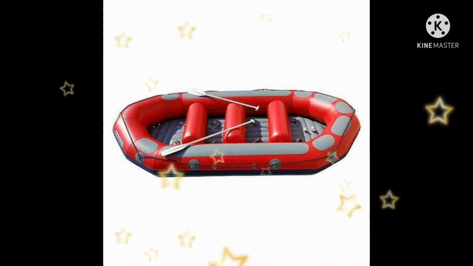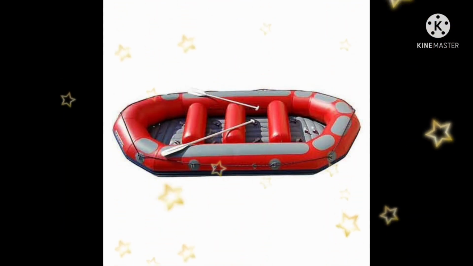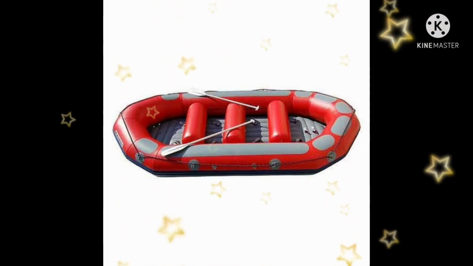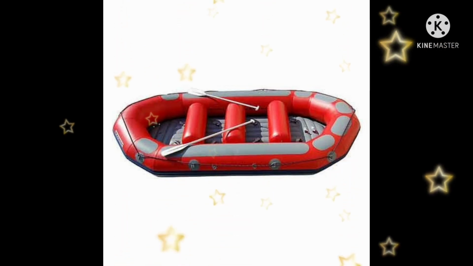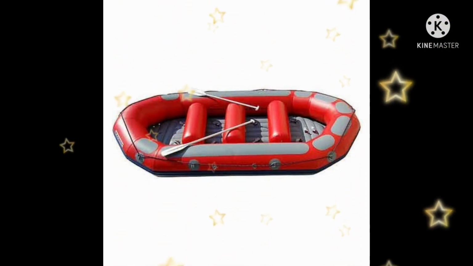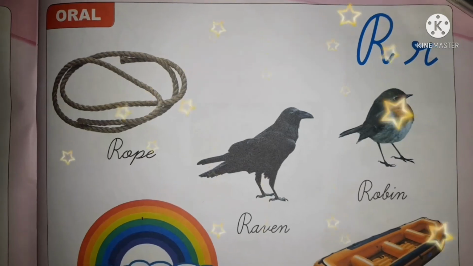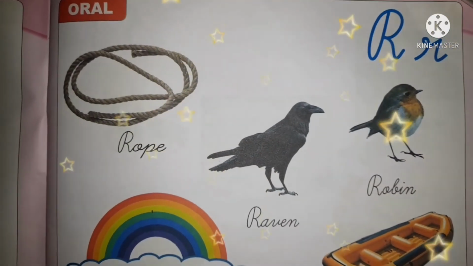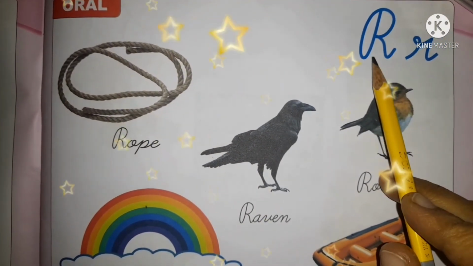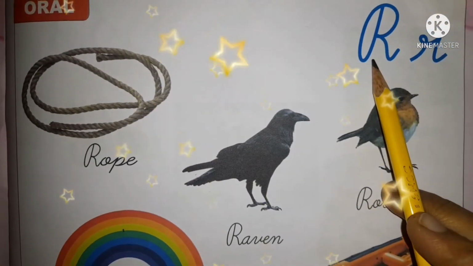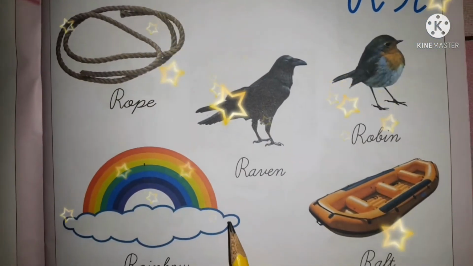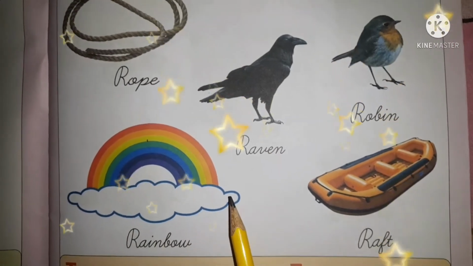Now take your books and turn to page number 7. We will learn from the book and then trace the letter capital R and small r. Okay, children? Have you turned your books to page number 7? Okay, this is capital R and this is small r. Shall we recall all the words that start with the letter R?